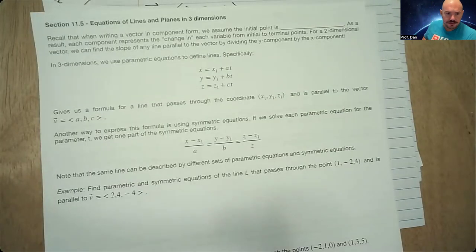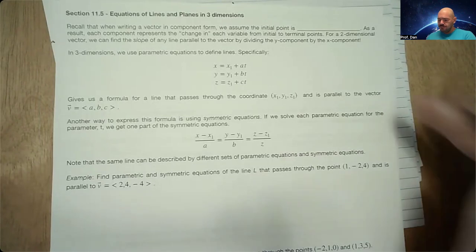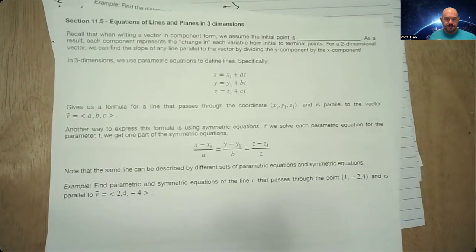Hey everyone, starting section 11.5 today. In this one, we are going to look at just the first few examples that are in the notes, mainly so that we can get the basics of writing equations first, and then look at some applications of them later.